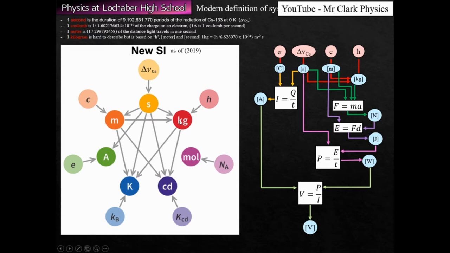They then came up with a platinum cube that had the same mass as exactly 1 liter of water. And then they tried to store that artifact and copy it all around the world. It was very, very recently that they actually updated that. That was the last unit to get redefined based upon a physical constant, because that one was really quite tricky.